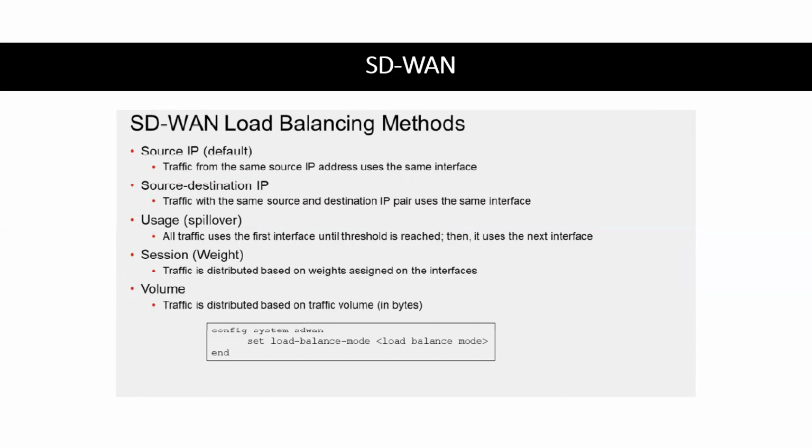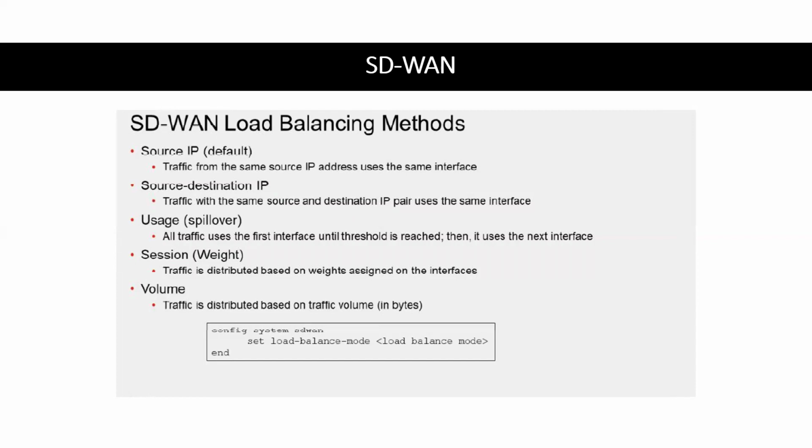Let's talk about SD-WAN load balancing and some of the methods. SD-WAN load balancing uses traffic distribution methods similar to those used by equal-cost multipath routing. They all use the same thing, except SD-WAN uses one more balancing method, and it's volume. So you see the same: source IP, destination IP, usage, spillover, session. Our new one is volume.